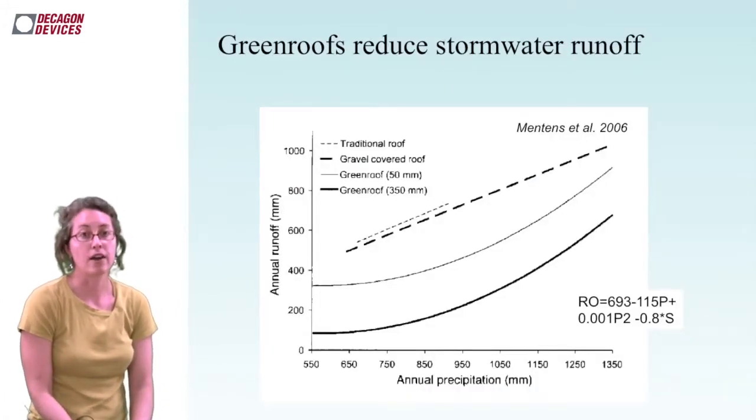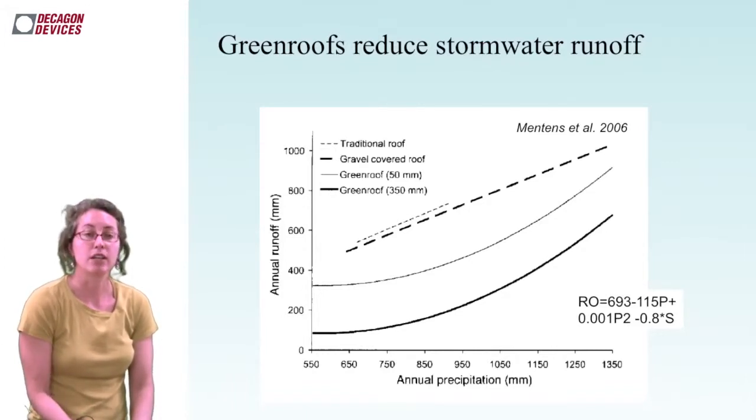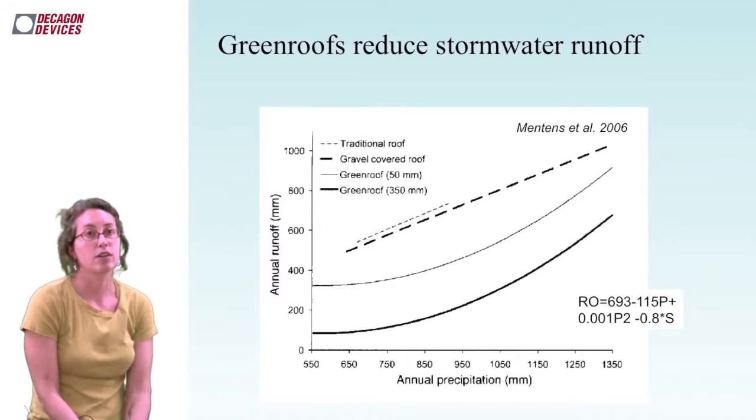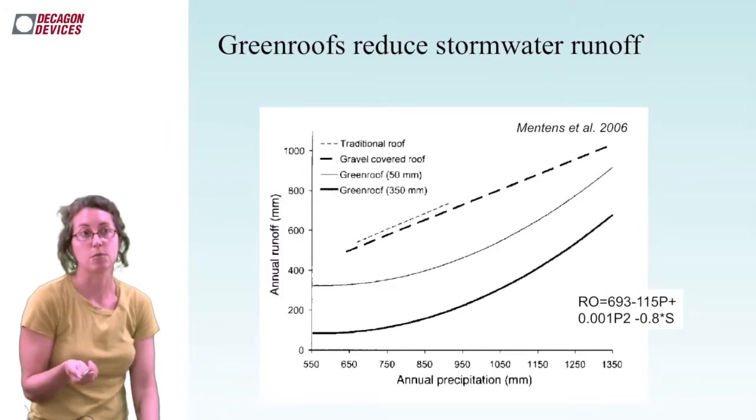So we know a lot already about how green roofs can hold stormwater, but a lot of what we know comes from research in Europe where they have different climates. So here's a study by Mentens in 2006 in Belgium, and he's showing on the x-axis annual precipitation in millimeters. And he found that there's a direct relationship between that and annual runoff, which is not surprising.